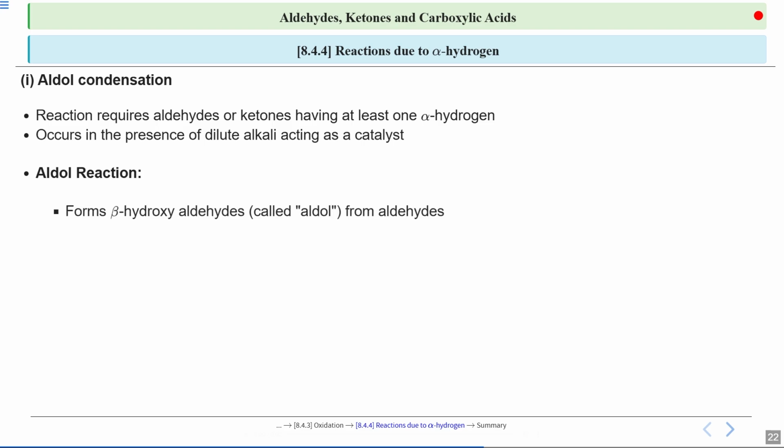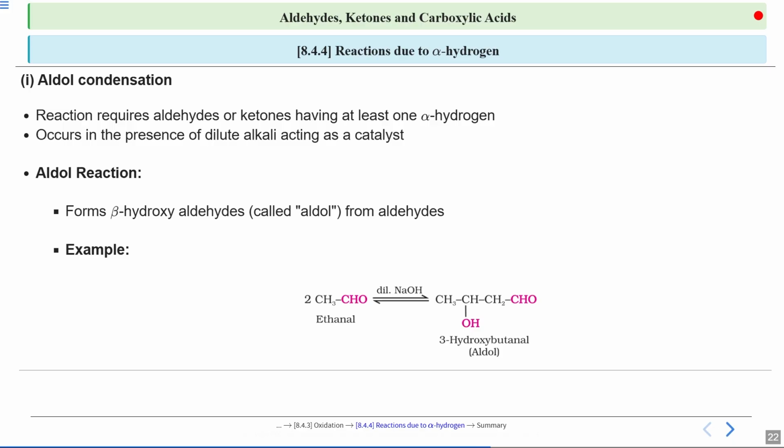So this reaction is known for forming beta hydroxyaldehydes. Okay, so this is important. When this reaction happens, you get beta hydroxyaldehydes, which are also referred to as aldol. That is, on the beta carbon there will be an OH group attached. Okay, and this is also referred to as aldol.